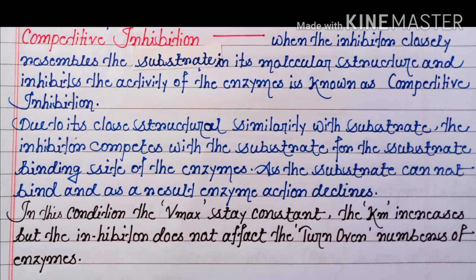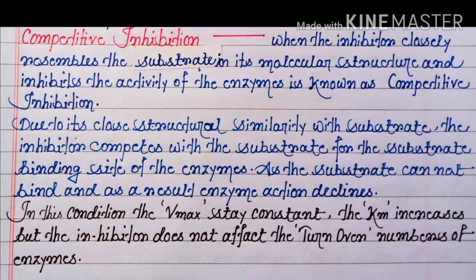Now let's talk about the competitive inhibitor. When the inhibitor closely resembles the substrate in its molecular structure and inhibits the activity of the enzyme, it is known as competitive inhibition. In this type of inhibition, due to its close structural similarity with the substrate, the inhibitor competes with the substrate for the substrate binding site of the enzyme. As the substrate cannot bind, enzyme action declines.